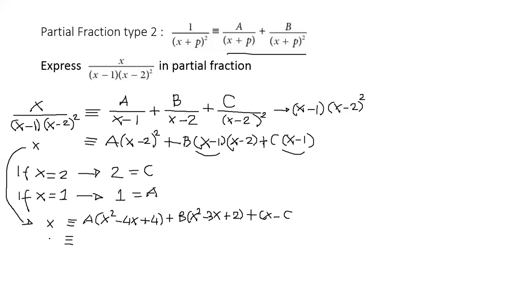And if you expand, if you calculate, multiply a times x squared, minus 4x, plus 4, b times x squared, negative 3x, plus 2, you're going to have this expression: ax squared minus 4ax plus 4a, plus bx squared minus 3bx plus 2b, plus cx minus c.